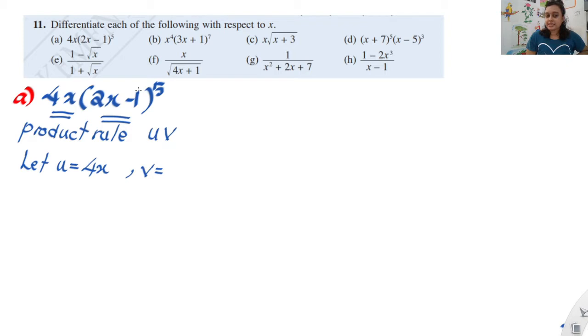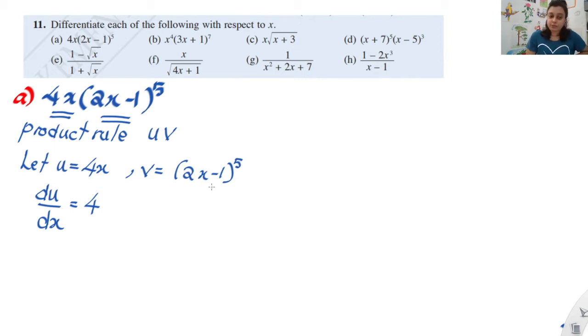In this case, do you take the whole thing, or just 2x minus 1? We have to take the whole thing, everything up, so we take (2x minus 1) to the power of 5. Now you differentiate. Differentiating u, du/dx, you get 4.